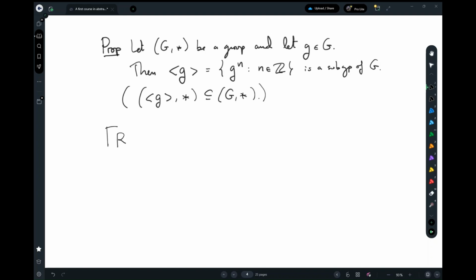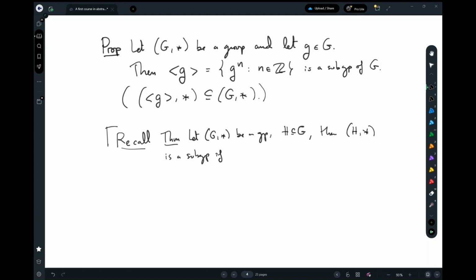Recall that we had a theorem or a corollary that says: let G be a group and H contained in G, then H with * is a subgroup if part A, H is non-empty, and part B, if g and h are in H, then g * h inverse is in H.